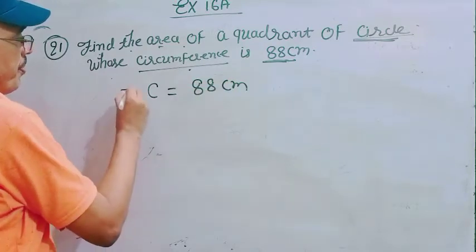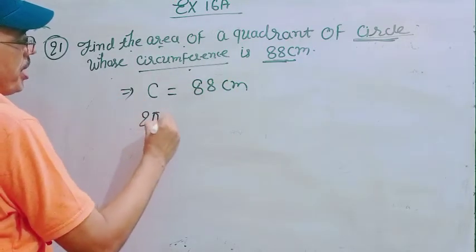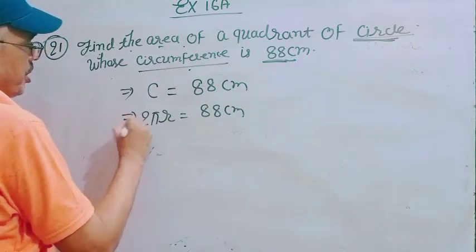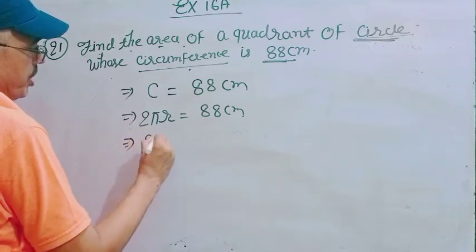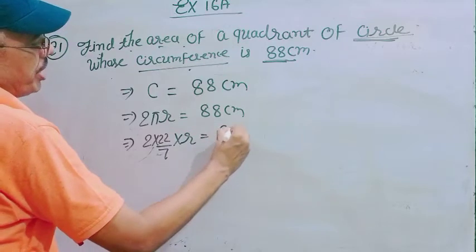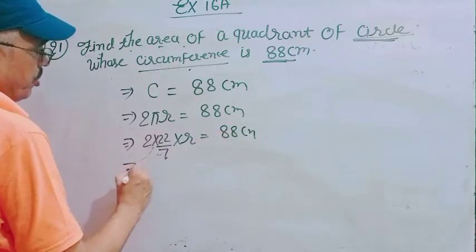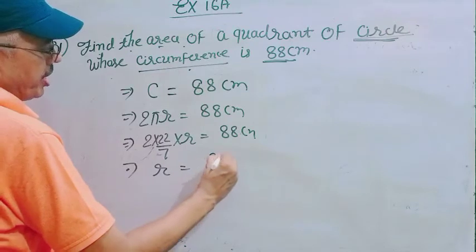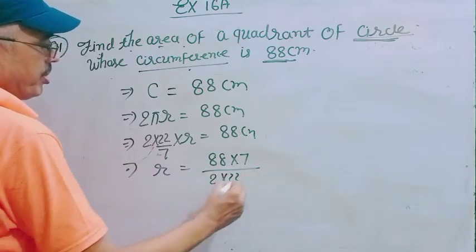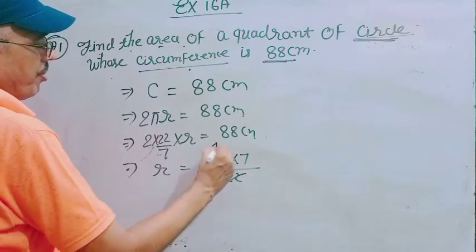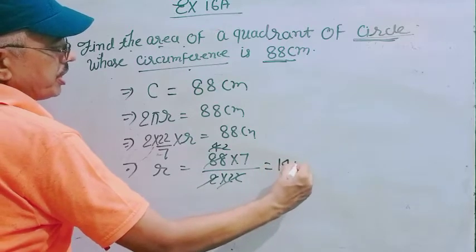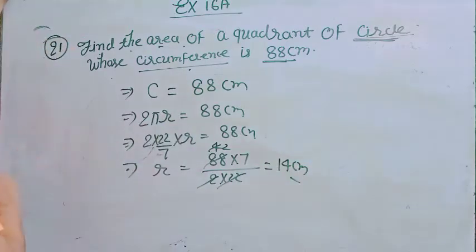So what is the circumference? It is equal to 2 pi r, and it is equal to 88 cm. Hence you write here, 2 into 22 by 7 into r is equal to 88 cm. So r is equal to 88 into 7 by 2 into 22. 22 fours are 88 and 2 twos are 4, that is 14 cm. It is the radius of the circle.